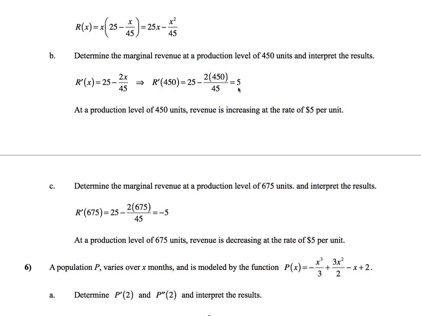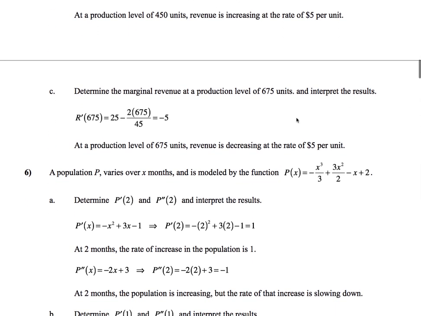Positive 5 again means that revenue is increasing, and the rate is $5 per unit. So at a production level of 450 units, revenue is increasing at the rate of $5 per unit.